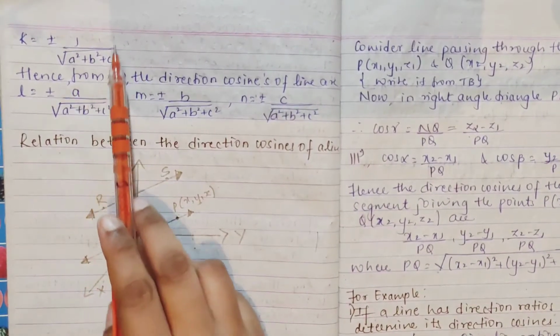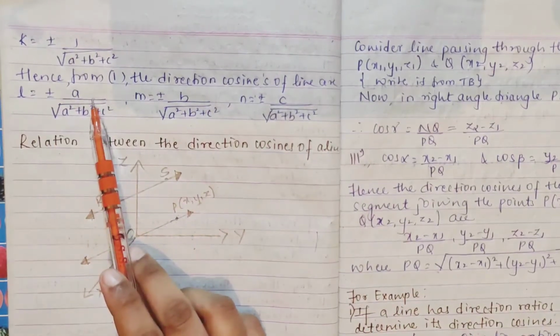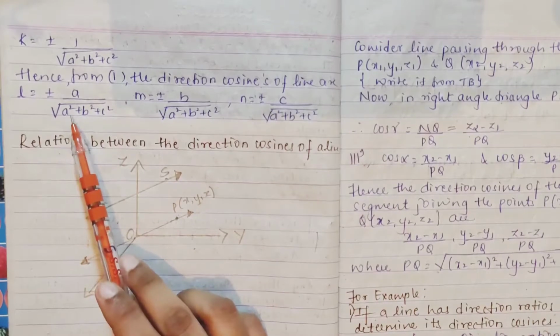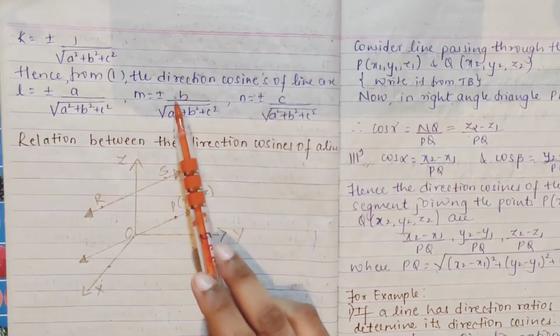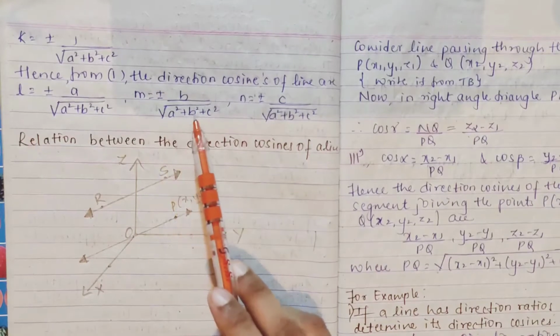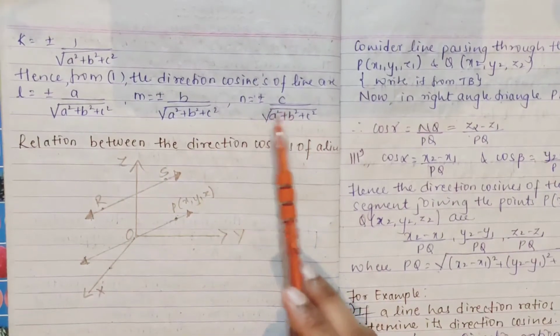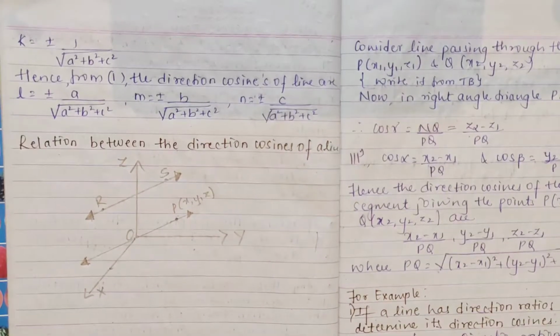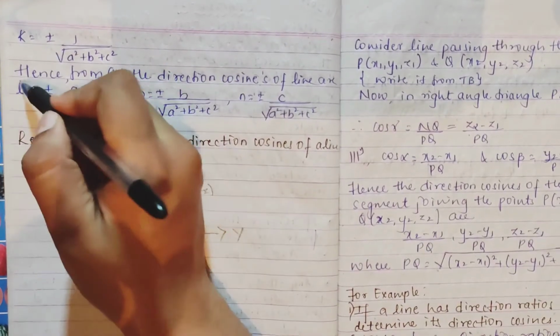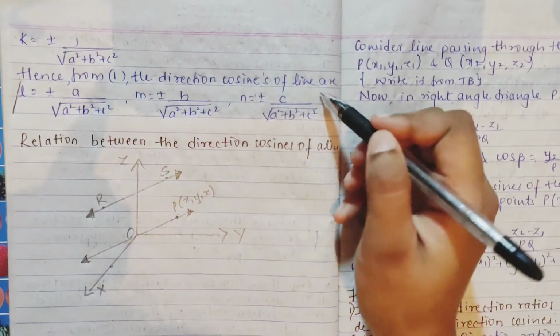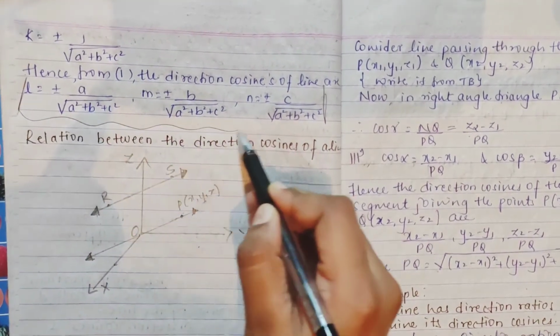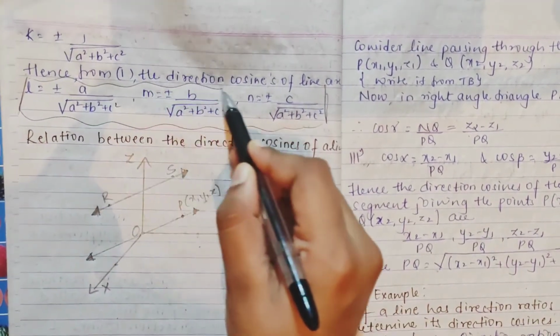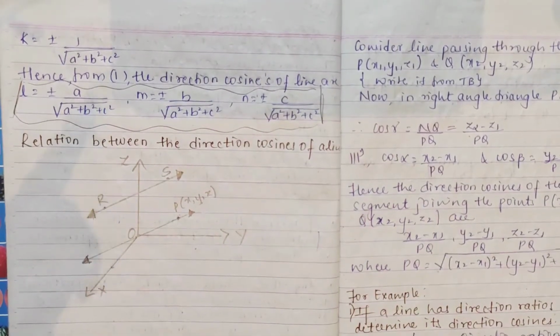So as I said, we have to substitute our k value in the earlier equations. So what does it become? l you are getting plus or minus a by root of a square plus b square plus c square. m plus or minus b by root of a square plus b square plus c square. n plus or minus c by root of a square plus b square plus c square. So this is your direction cosines. In your examples, when they ask you to find the direction cosines, you have to make use of this to find l, m, n. You can just make it a box. I hope it is clear.